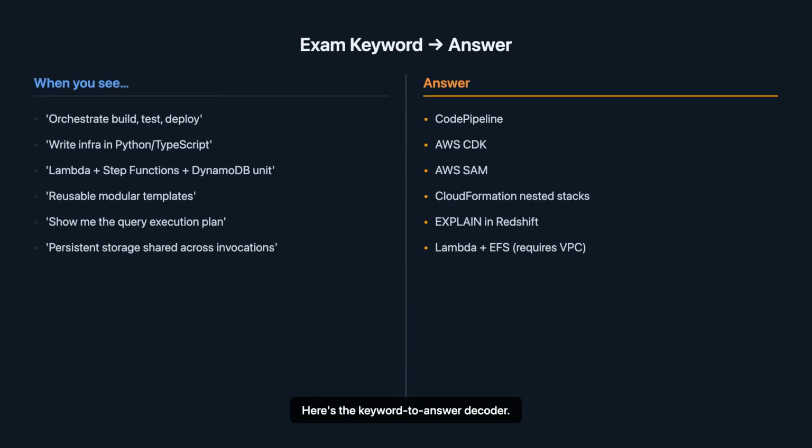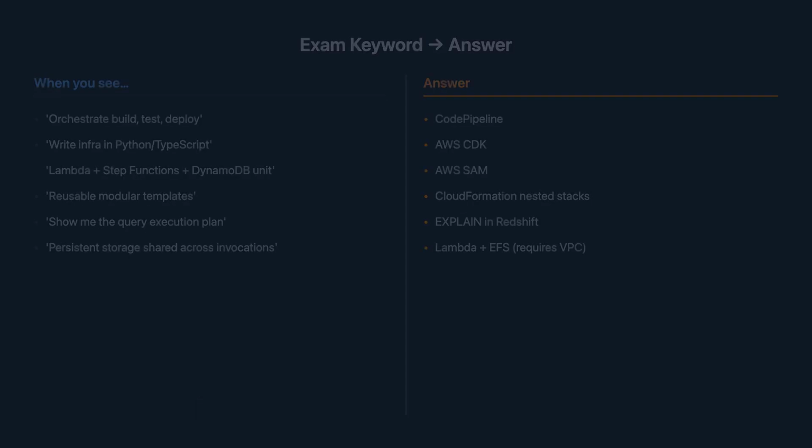Here's the keyword to answer decoder. Orchestrate, build, test, and deploy means CodePipeline. Write infrastructure in Python or TypeScript means CDK. Lambda plus step functions plus DynamoDB as one deployable unit means SAM. Reusable modular templates or template size limit means CloudFormation nested stacks. Show me the query execution plan means explain in Redshift. And persistent storage shared across invocations means Lambda plus EFS, which requires VPC attachment.